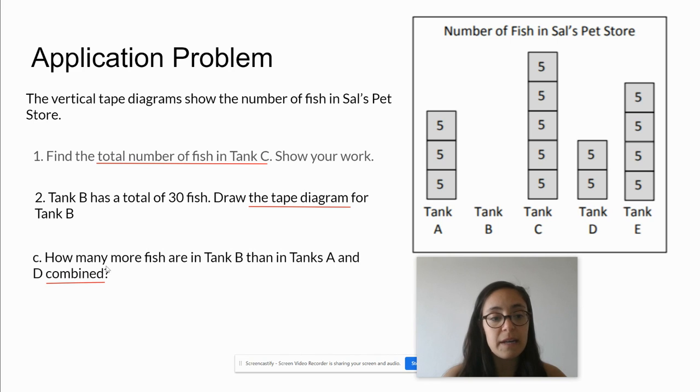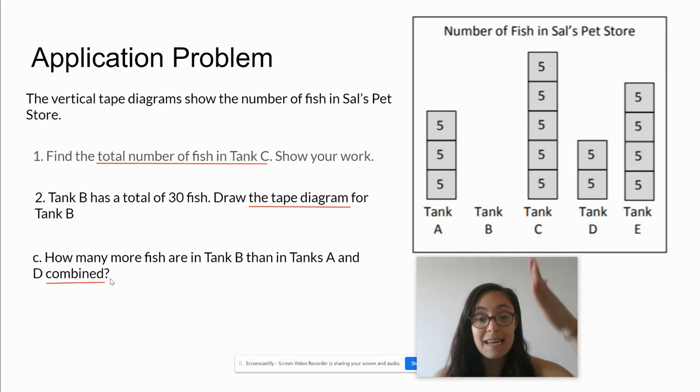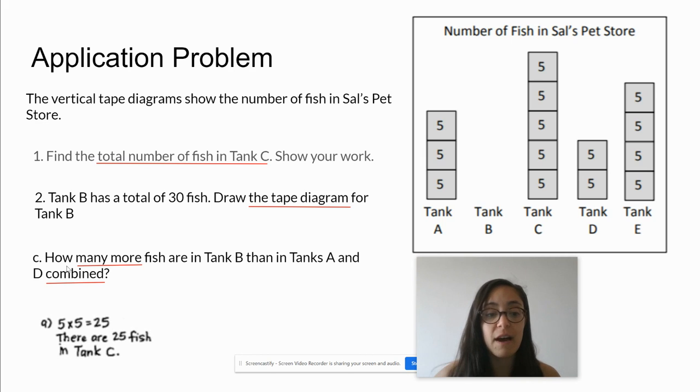And the last one is, how many more fish are in tank B than in tank A and D combined? Now over here, I have combined underlined because that means that I'm adding tank A as well as tank D together to see how much they have all together. So I'm going to look at tank A, which has 5, 10, 15, and I look at tank D, which is 5, 10. So we have 15 plus 10, which is 25. Then I need to find out how many more.